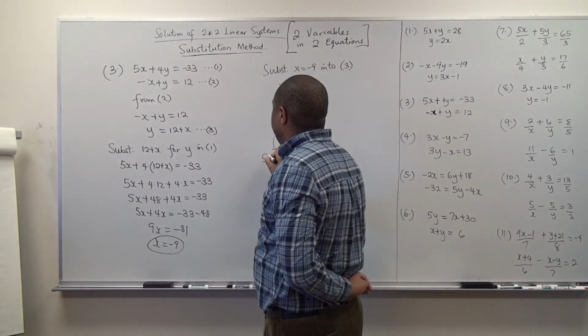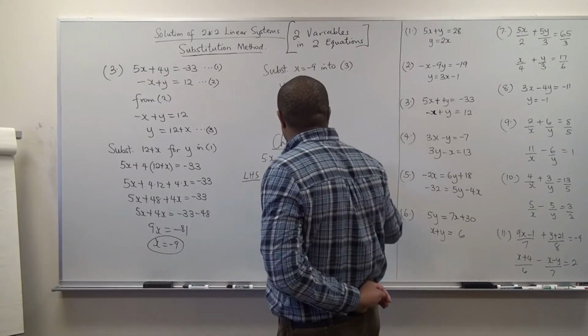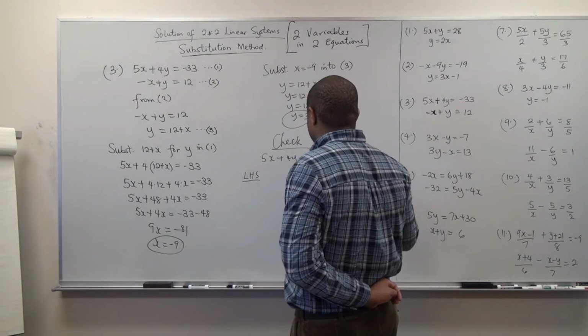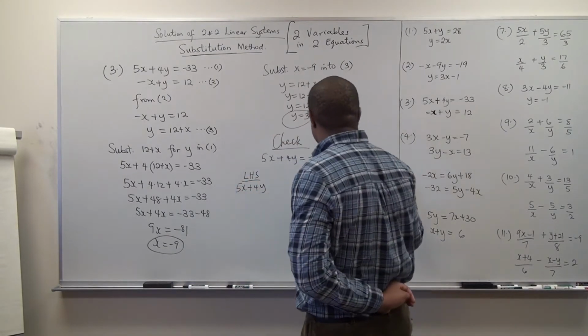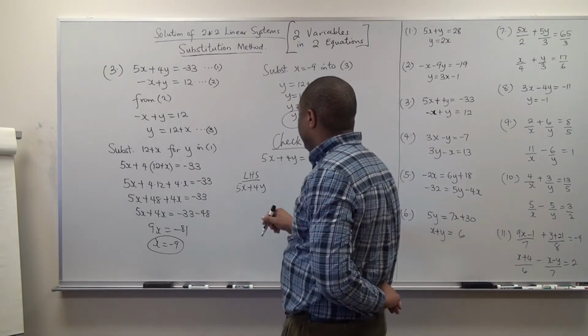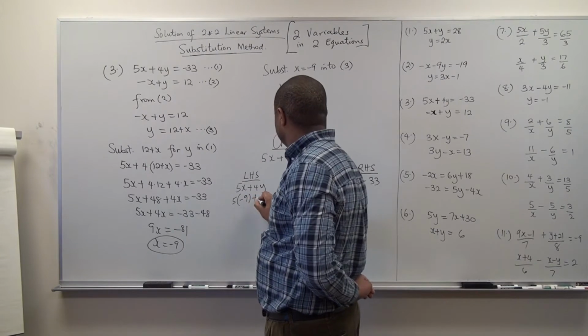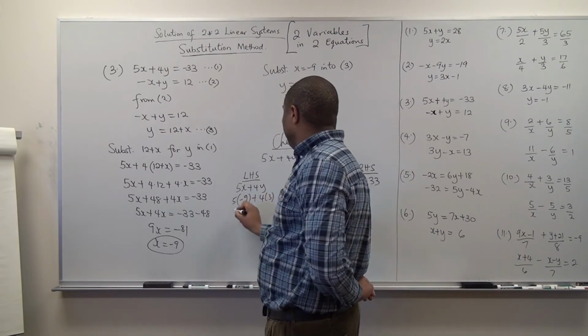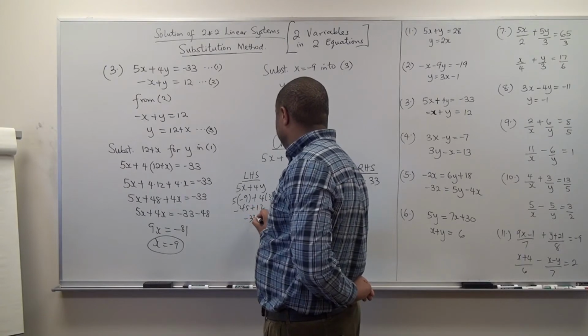We have 5x plus 4y equal to negative 33. Left hand side, right hand side. Here is 5x plus 4y, and here is negative 33. And then our x, 5 times x, which is negative 9, plus 4 times 3: negative 45 plus 12, which is negative 33.